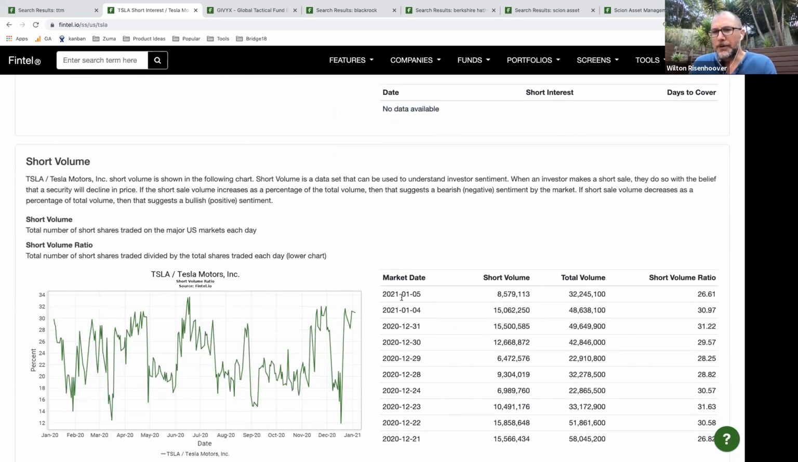This is a different number than short interest. And so, this might be what the issue here is. Short volume ratio is not the same thing as short interest ratio, and this short volume is not the same as short interest. So maybe that's where the confusion is coming from.